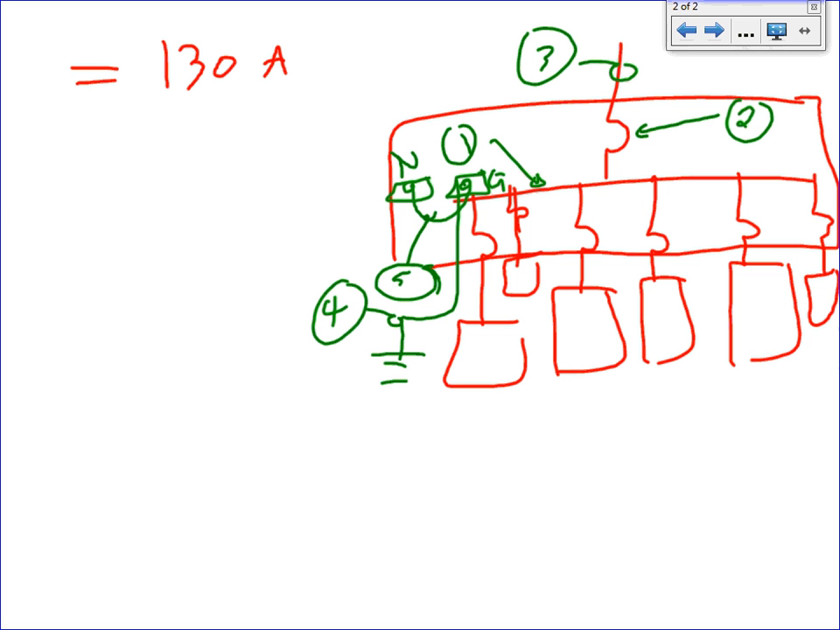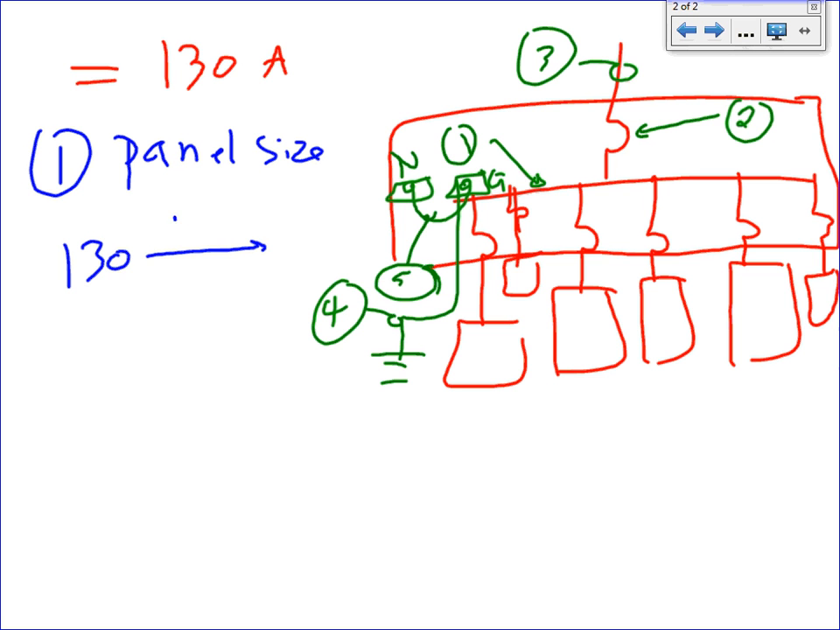Panel wise, let's go size the panel. Number one is panel size. Okay, what do we do? We take the 130 amp, take it to the voltage. What voltage system are you going to run these boys at? Shall we run them at 208, 120 3 phase? I'm going to run them at 208/120 3 phase. These are all 3-phase welders.